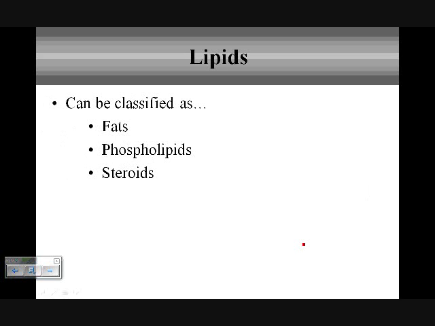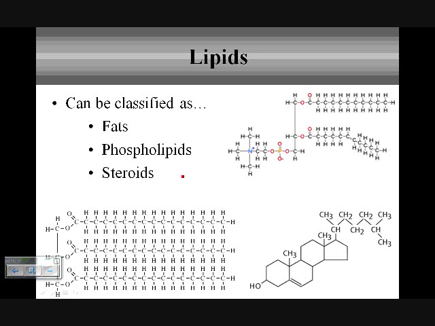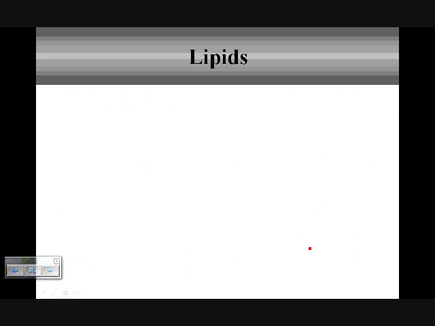We have 3 main subgroups of lipids. Those are fats, phospholipids, and steroids. Phospholipids and fats are ones that we typically tend to focus on. Steroids is a very wide category that we don't focus quite as heavily on. But we have some examples here of our fats in this picture right here, our phospholipids in this particular picture here, and then our steroids.